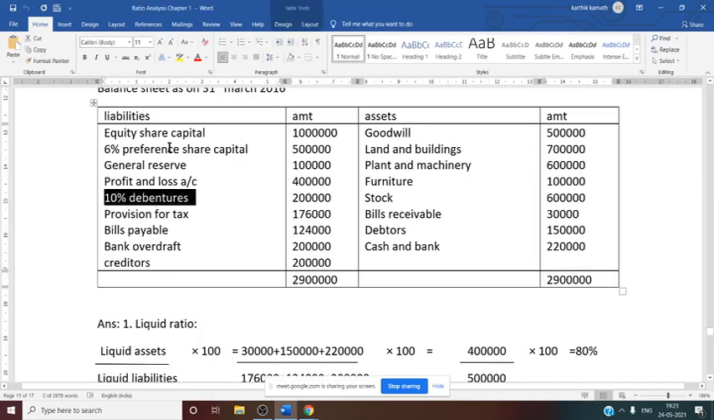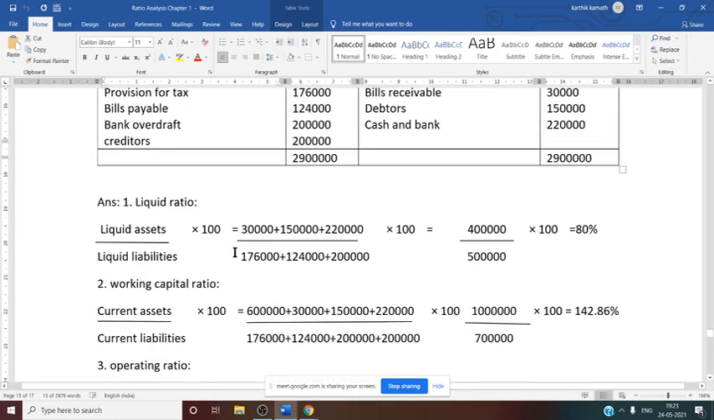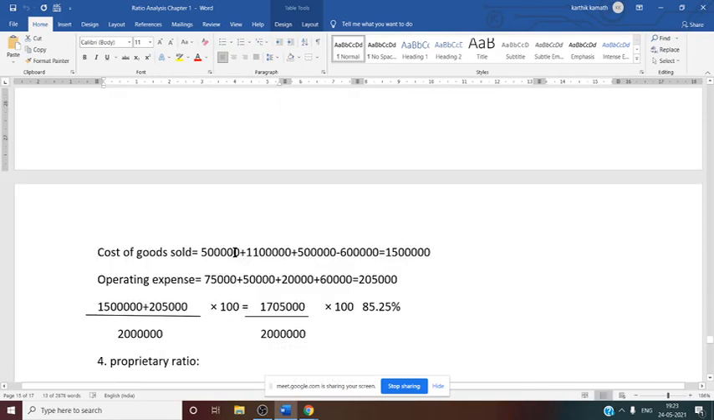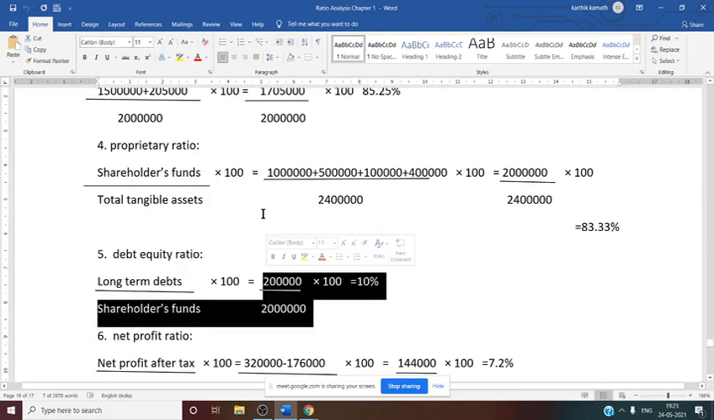All others are current and shareholders' fund. So the debenture value you need to consider in the numerator, 2 lakh, divided by what? Shareholders' fund. Shareholders' fund we know: equity, preference, general reserve, P&L, that is 20 lakh. So now if you see here, debt equity ratio is 2 lakh divided by 20 lakh into 100, that is nothing but 10%. That is the answer for debt equity ratio.